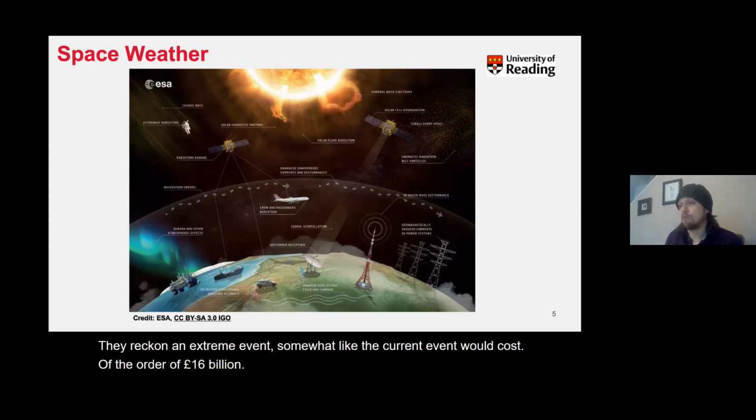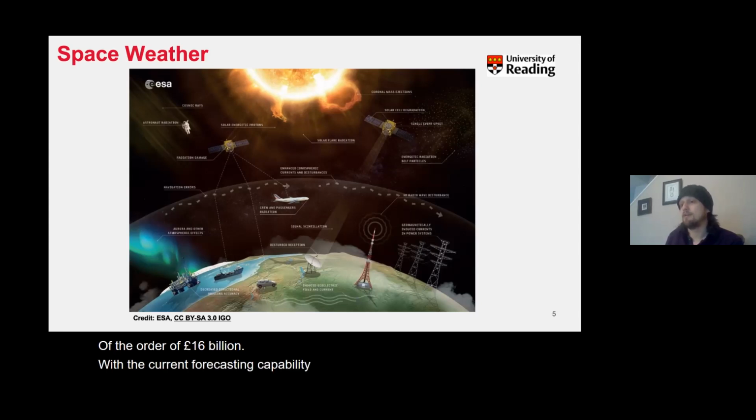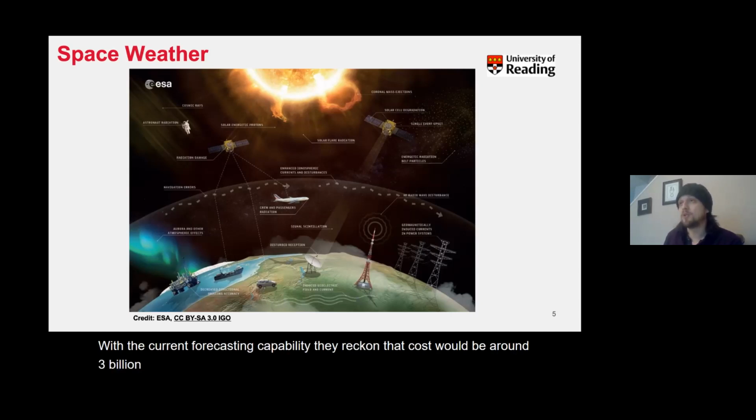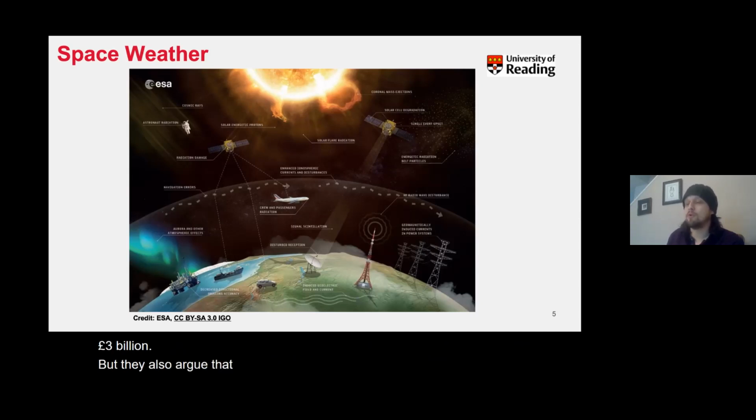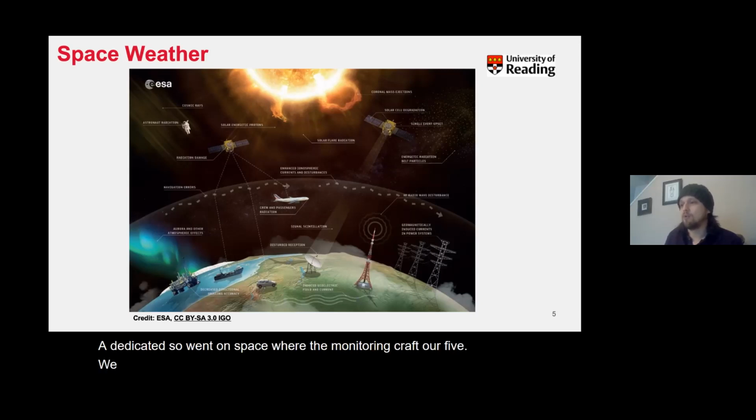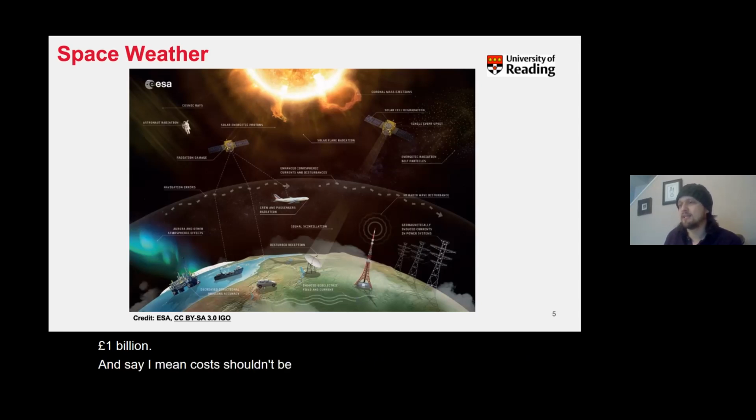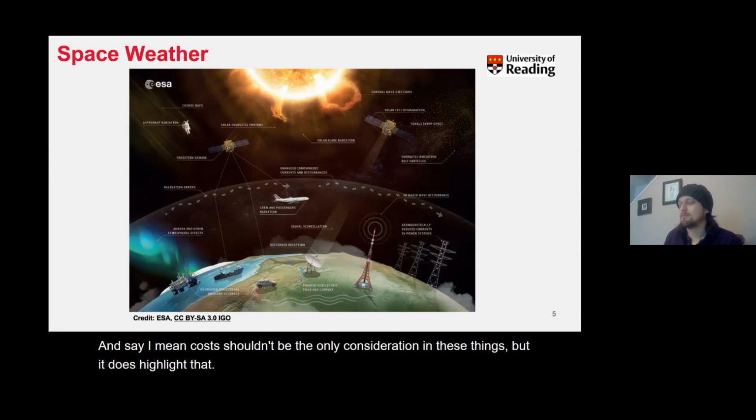With the current forecasting capability, they reckon that cost would be around £3 billion. But they also argue that if we could improve our forecasting capability, maybe with a dedicated solar wind and space weather monitoring craft at L5, we could reduce that cost to around £1 billion. And so, cost shouldn't be the only consideration on these things, but it does highlight that space weather forecasting is understood to have value, and that actually, if we could do it better, it would have more value.